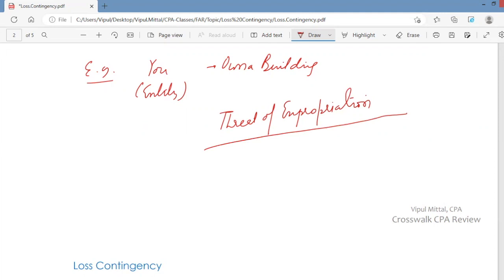No formal order has been passed yet, but government has declared its intent to expropriate your building. Your building may be acquired by government and you may incur a loss because of this, because government will pay you some compensation, but that compensation is less than the carrying amount of the building. This building has a carrying amount of $600,000, but government would pay only $100,000 as compensation.